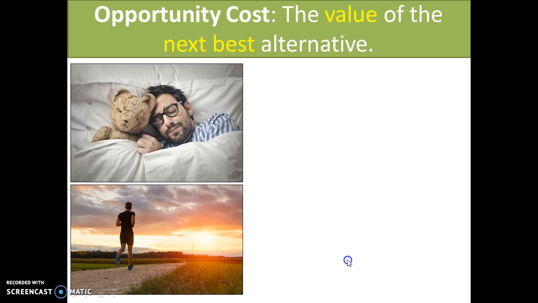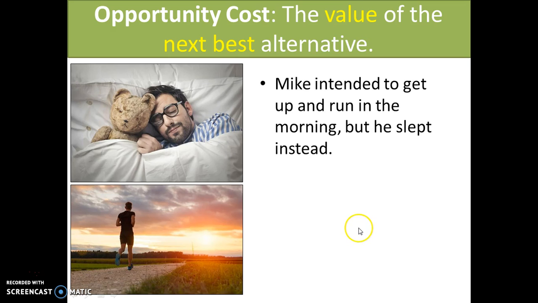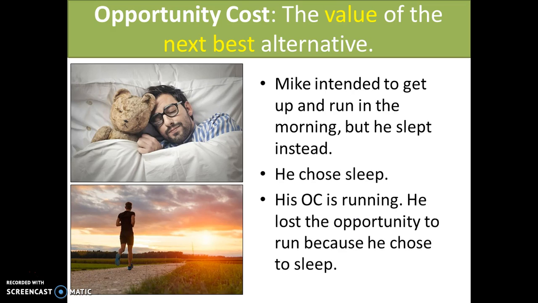A couple of examples here. Mike intends to get up and run in the morning, but he slept instead. So Mike had two choices, sleep or exercise. He chose sleep. Therefore, his opportunity cost is his next alternative, which is running. And he lost the opportunity to run because he chose to sleep. Specifically, we talk about the value of your next best alternative. The value of running would be the health benefits associated with running. He gave those up because the benefits of sleeping to him were much greater.